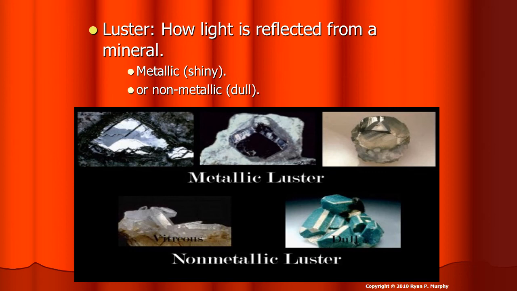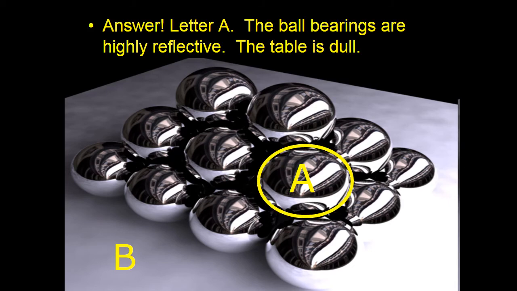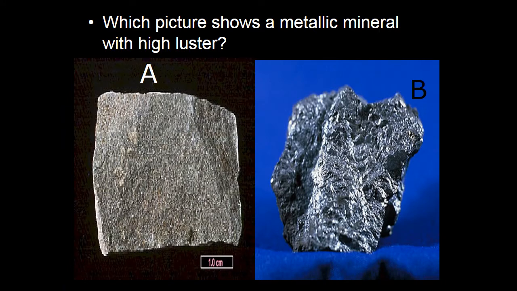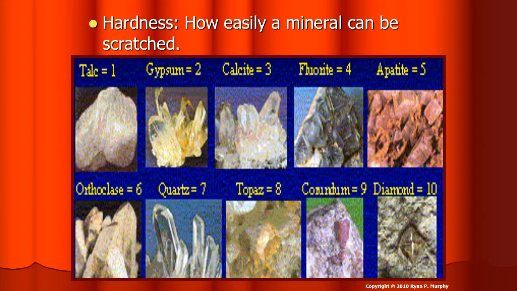Luster, that's how light is reflected from a mineral. It's how shiny it is. So we have metallic luster, which is shiny, or non-metallic, which is dull. So A or B, which one is something with a metallic luster? Well, that would be A, right? Those guys are shiny. Which picture shows a metallic mineral with high luster, A or B? I would say B has more of a high luster.